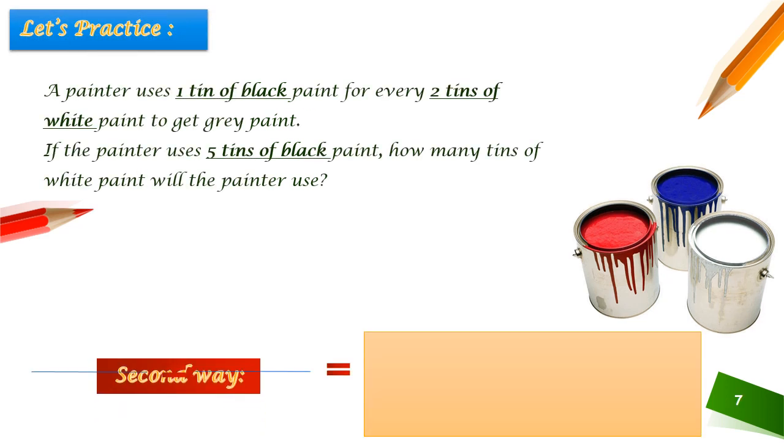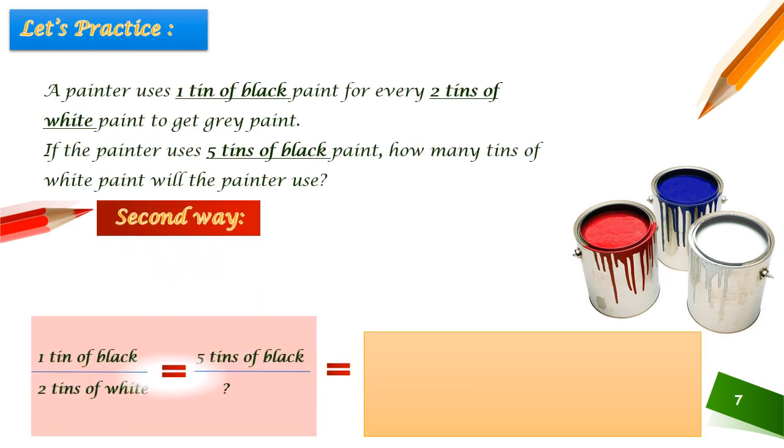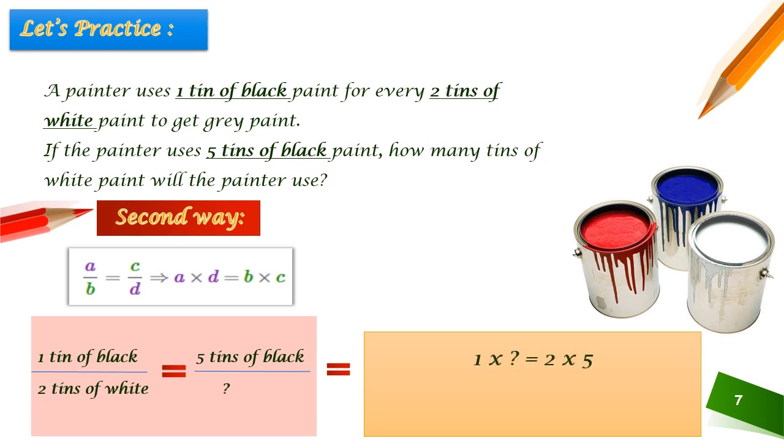Look at the second way. Okay, the formula. If A to B is equal to C to D, it means that A times D is equal to B times C. So, the A here is 1. And the D here is unknown. So 1 times unknown is equal to B here is 2. And C here is 5.